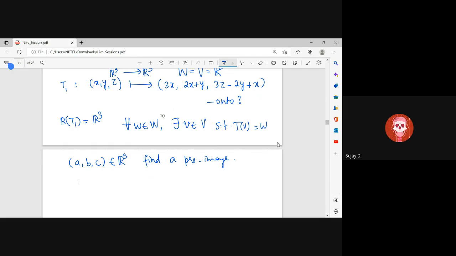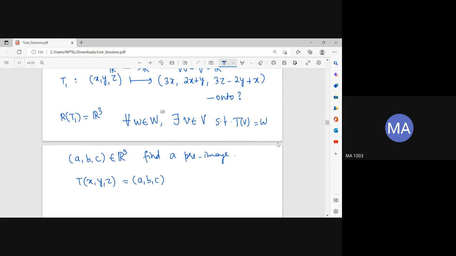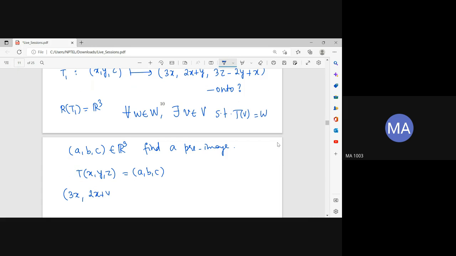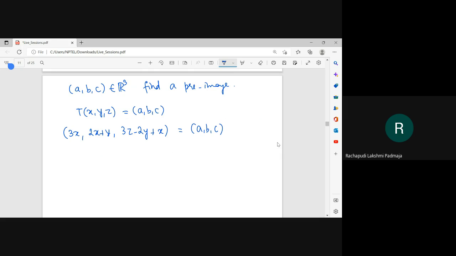A by 3, like that we can check. I need to find an x, y, z that gets mapped to this. Agree? Yes, ma'am. So what is T of x comma y comma z? 3x comma 2x plus y comma 3z minus 2y plus x. I want to find x, y, z, whether for all a, b, c I can find an x, y, z satisfying this condition, right? Yes, ma'am. So I want to check whether I can solve this system of linear equations.